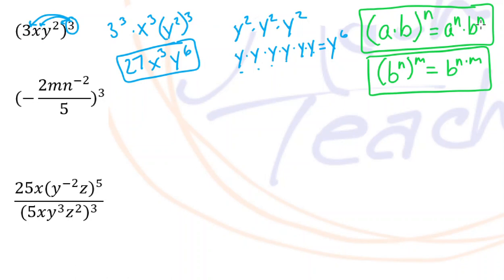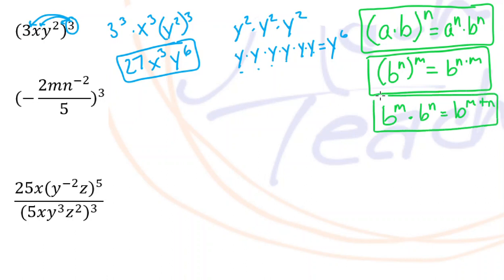Now, I forgot to put in another rule, so let's just throw it in here now. It's kind of implied, but y squared times y squared times y squared is really y to the 2 plus 2 plus 2 power. And here's the rule: b to the m power times b to the n power is b to the m plus n power.